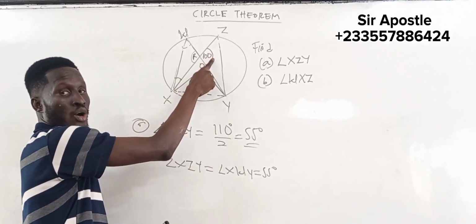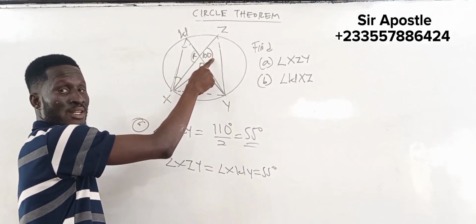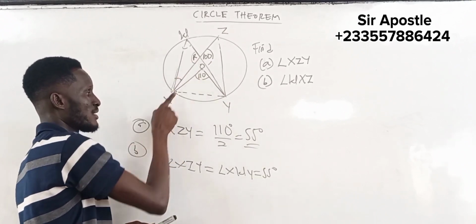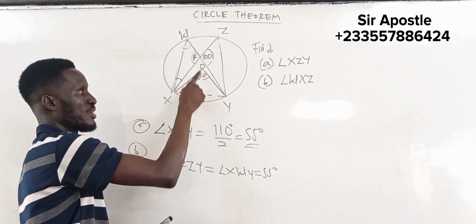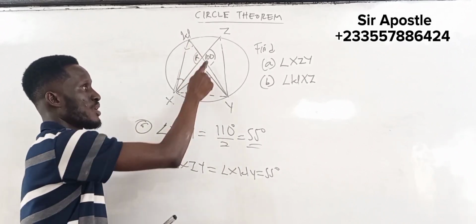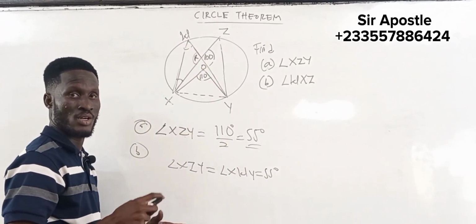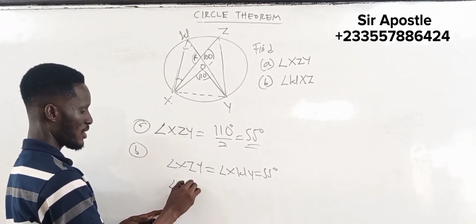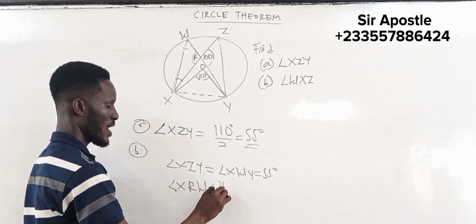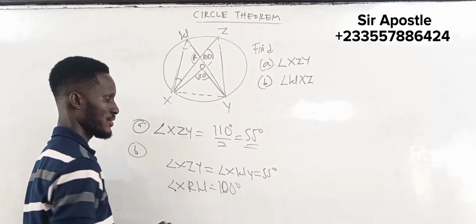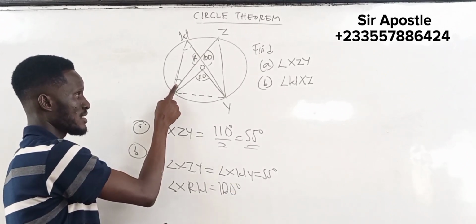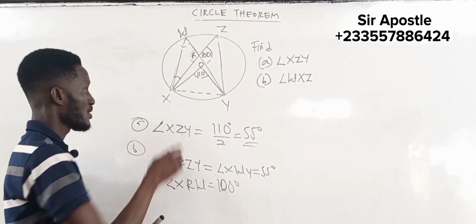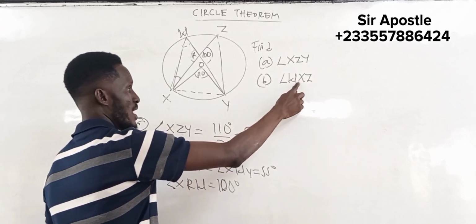Now, at the same time, how can we get here? Here and here are opposite angles, and opposite angles are the same. So this angle XRW will give us 100 degrees because opposite angles are the same. So XRW equals 100 degrees. So how are we going to get here? Here plus here is supposed to give us 180 degrees. So here is the angle WXZ.